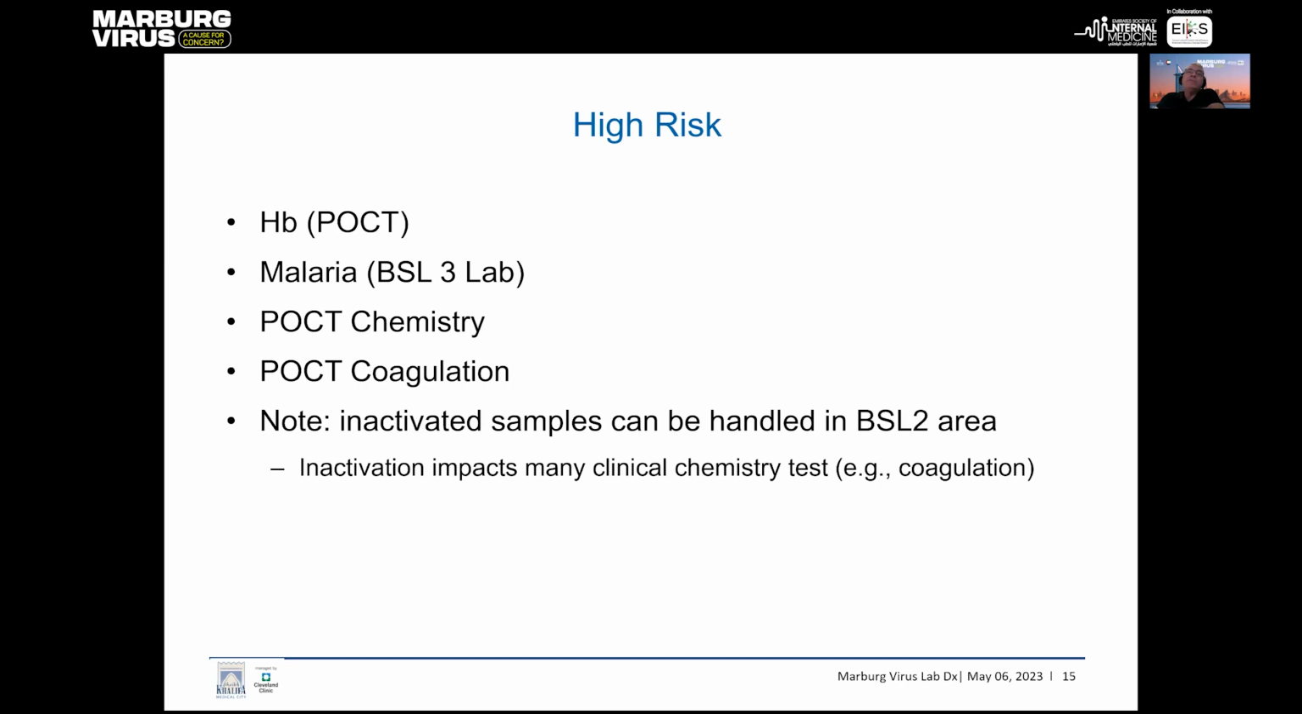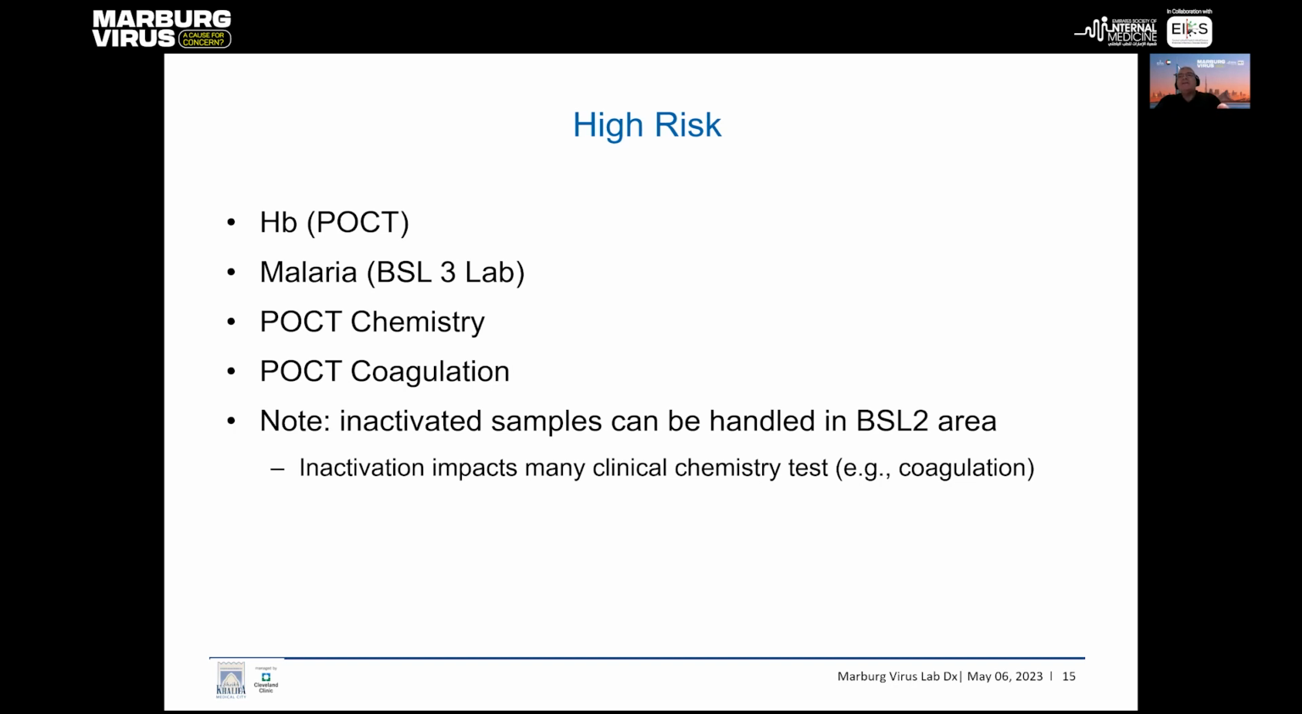So malaria, we would do only the antigen test performed in BSL-3, and there will be POCT chemistry and POCT coagulation. So if you can make this sure in your own hospital, it would be possible, but I would not recommend it in a high-risk patient. And I'll show you a solution a little bit later.